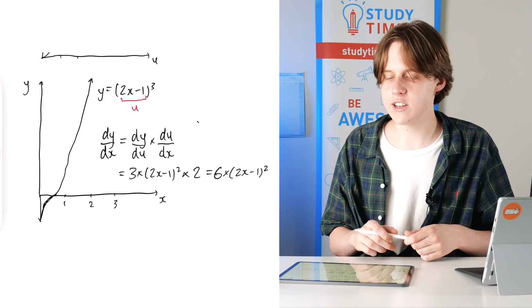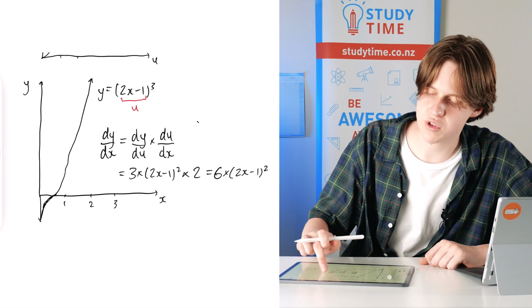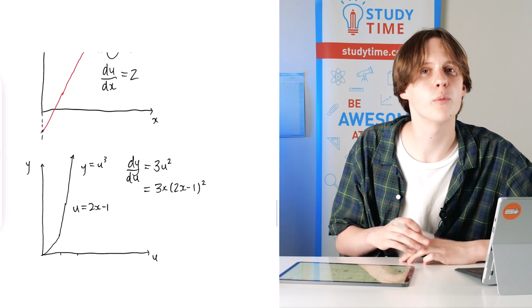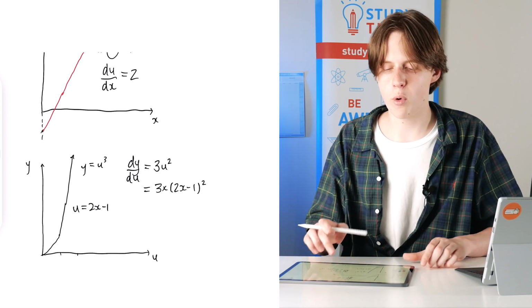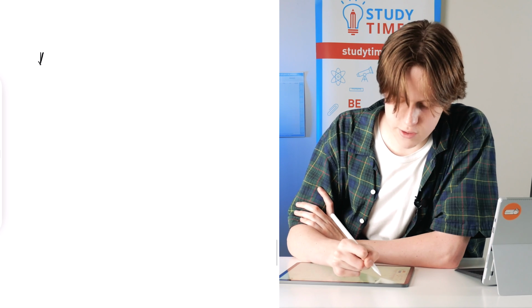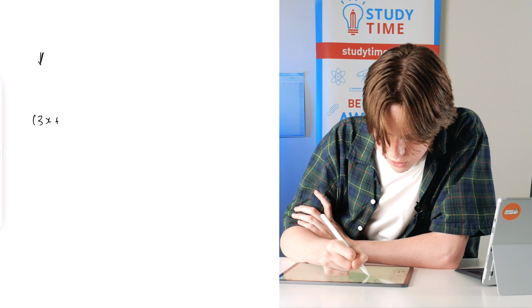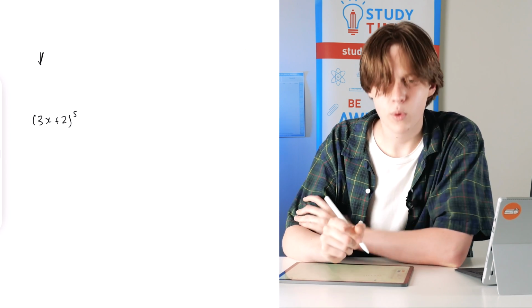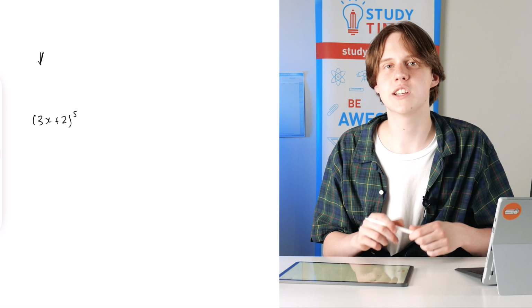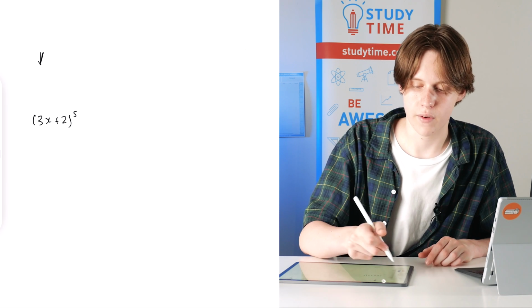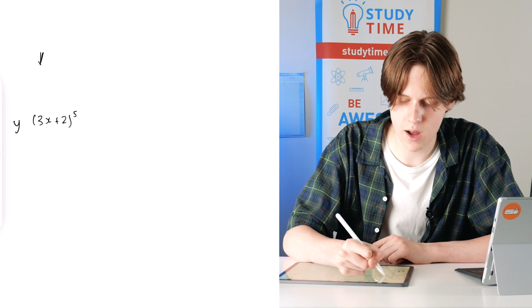This is a bit complicated. It's a bit annoying to find each derivative for each graph and draw them all out. So I'm just going to give you a more simple rule to apply here. So if I were to have a different function, let's say 3x plus 2 to the power of 5, without graphing it, we can actually consider what the derivative of it is going to be. So let's say this is y.